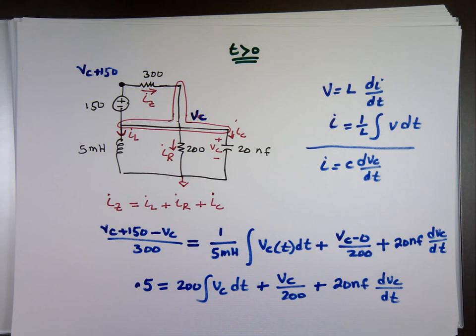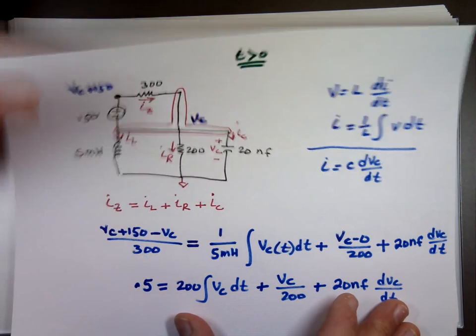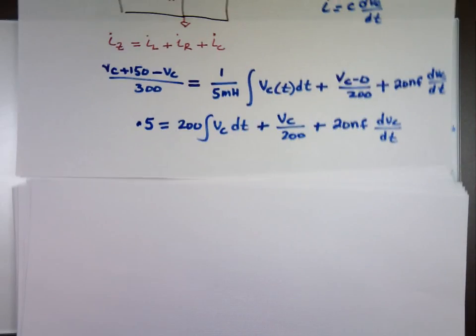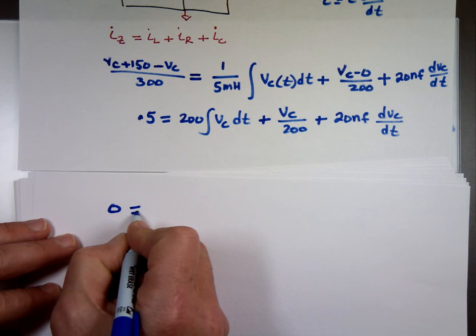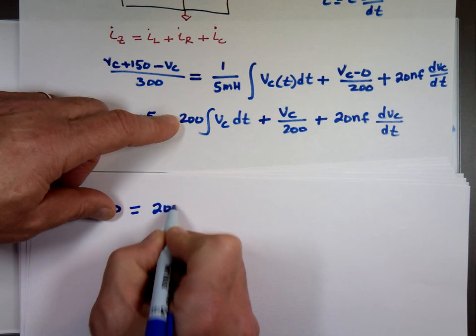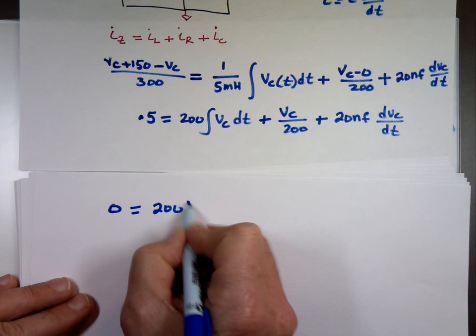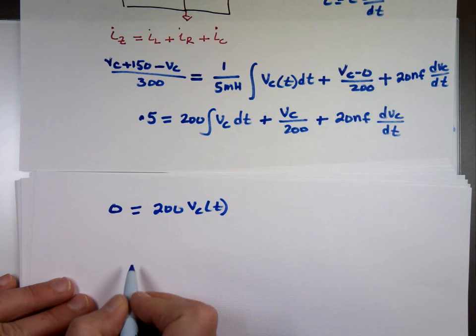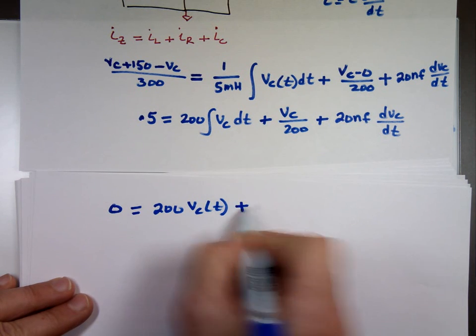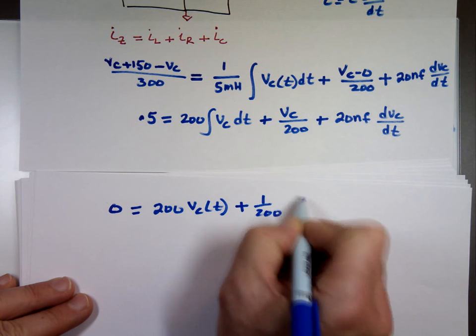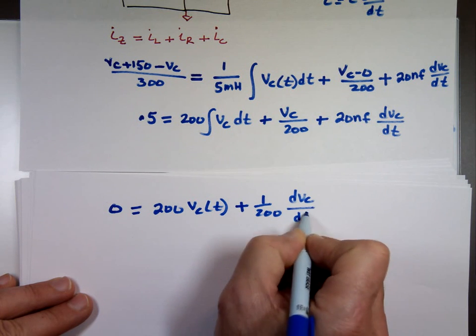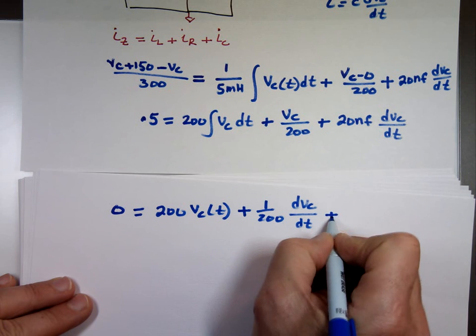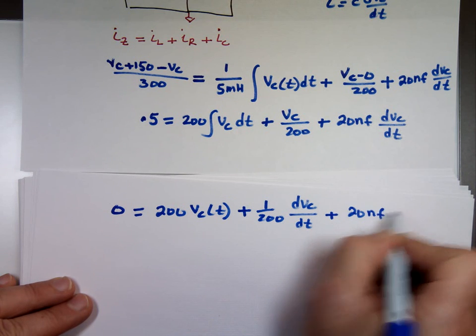We don't like to see integration and derivative in one equation. How do we get rid of the integral? We take the derivative. Yep, bye-bye. So what is the derivative of 0.5? 0. What's the derivative of the integral? They cancel each other out. What's the derivative of this? 1 over 200 dVC dt plus 20 nanofarad, the second derivative.